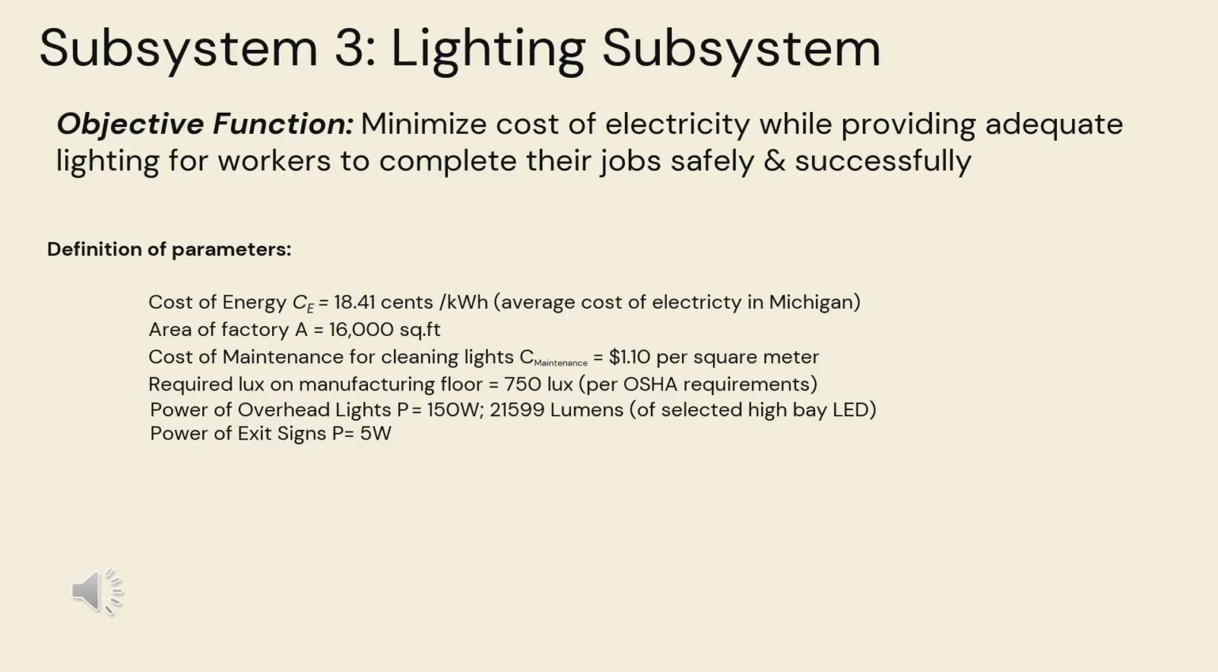The third subsystem is focused on minimizing the cost of electricity while providing adequate lighting for workers to complete their jobs. We take into account things like cost of energy, area of the factory, and the power of the lights that we selected.